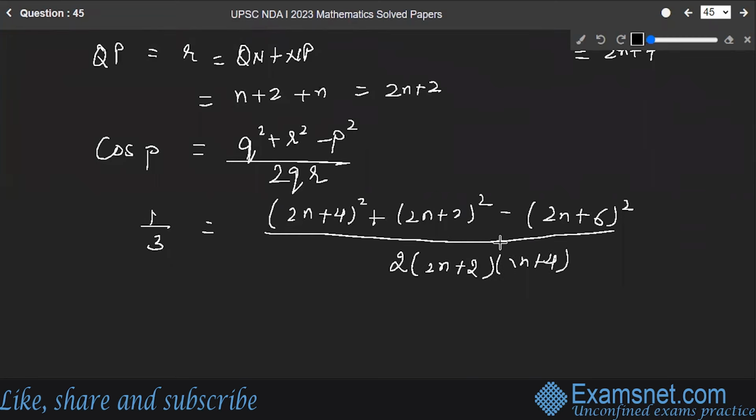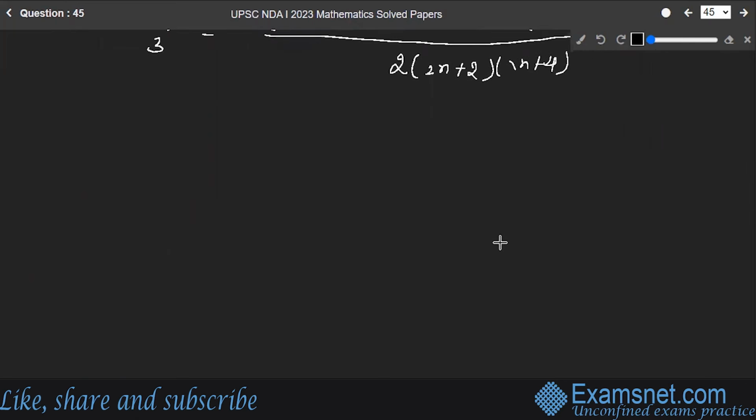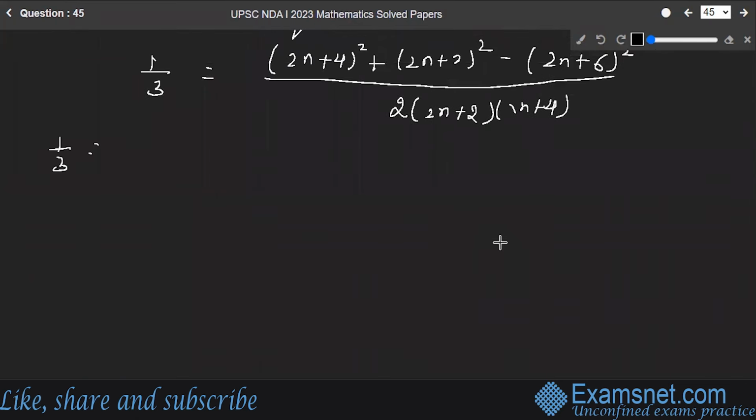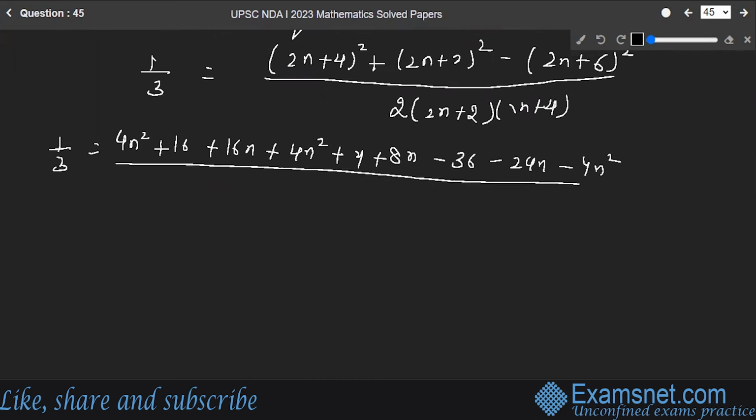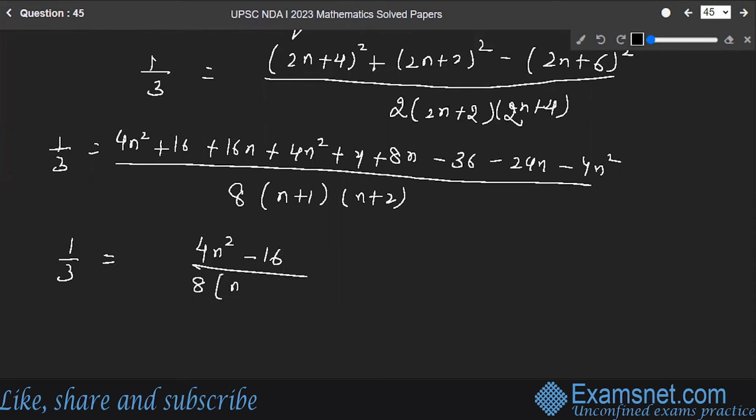Let's open up the numerator. 1 by 3 is equal to 4n square plus 16 plus 16n, plus 4n square plus 4 plus 8n, minus 36 minus 24n minus 4n square. Whole divided by, I'm taking 2 common from this, so I'll be left with 8 into n plus 1 into n plus 2. On doing all the cutting and everything, 1 by 3, you will get 4n square minus 16 upon 8 into n square plus 3n plus 2.